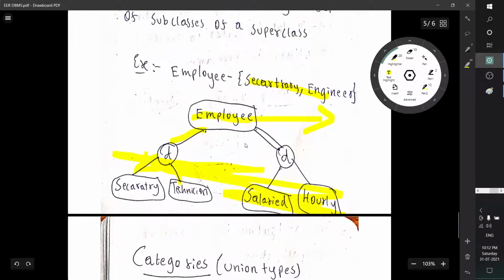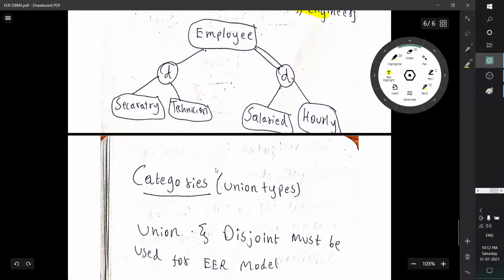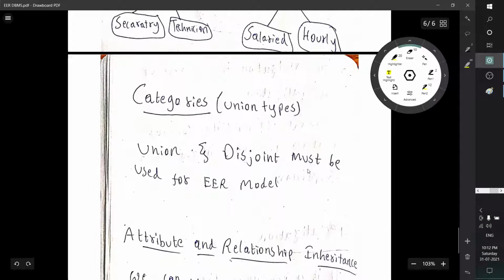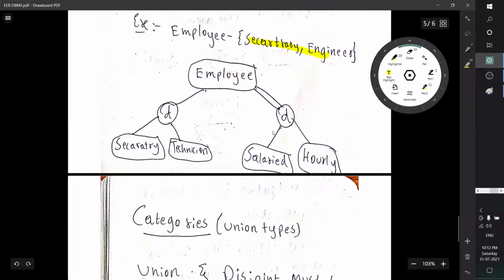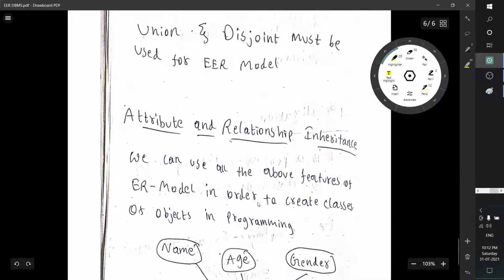And here we can just see salaried and hourly basis. So this is a disjoint, right? So employee will have a disjoint of salaried and hourly basis. And then categories. And then categories are union types. Union and disjoint must be used for an enhanced entity relationship model. So this is a disjoint, and union is nothing but the joining of two things. Here we can just see.